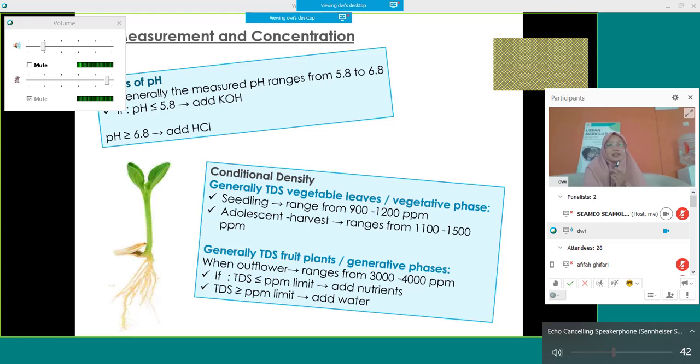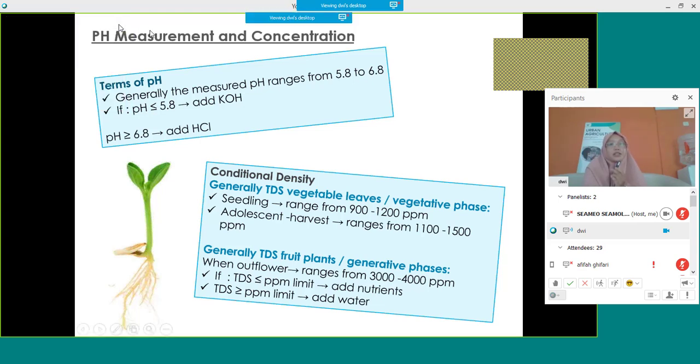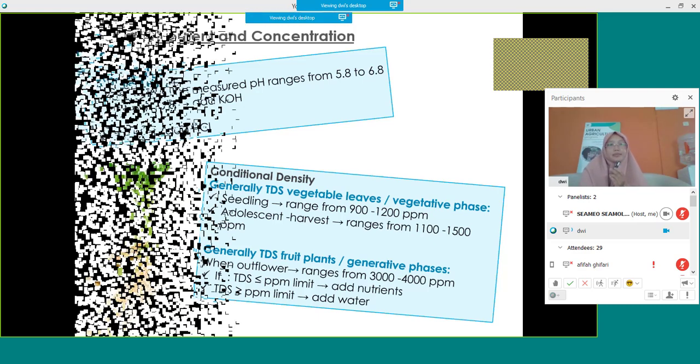If the total dissolved solution is less than the ppm limit, we can add nutrient. But if the TDS is more than the ppm limit, we can add water. This is a very essential factor that we have to give attention to for the growth of the plant.